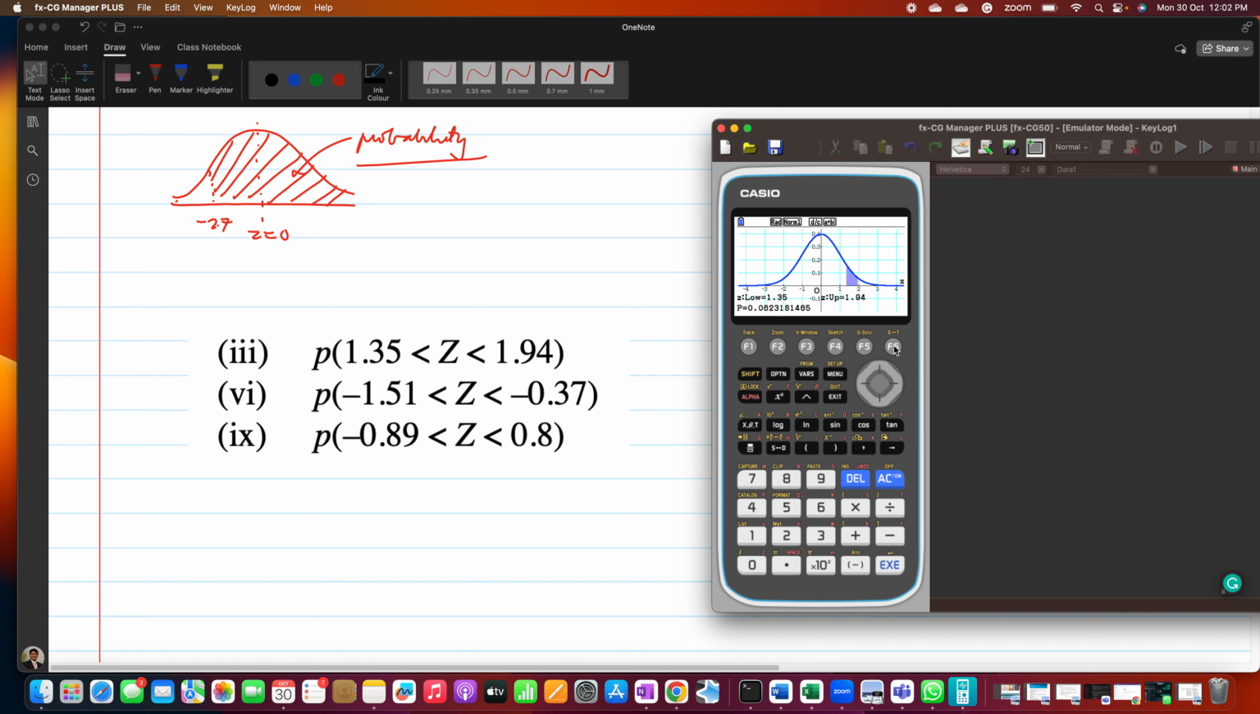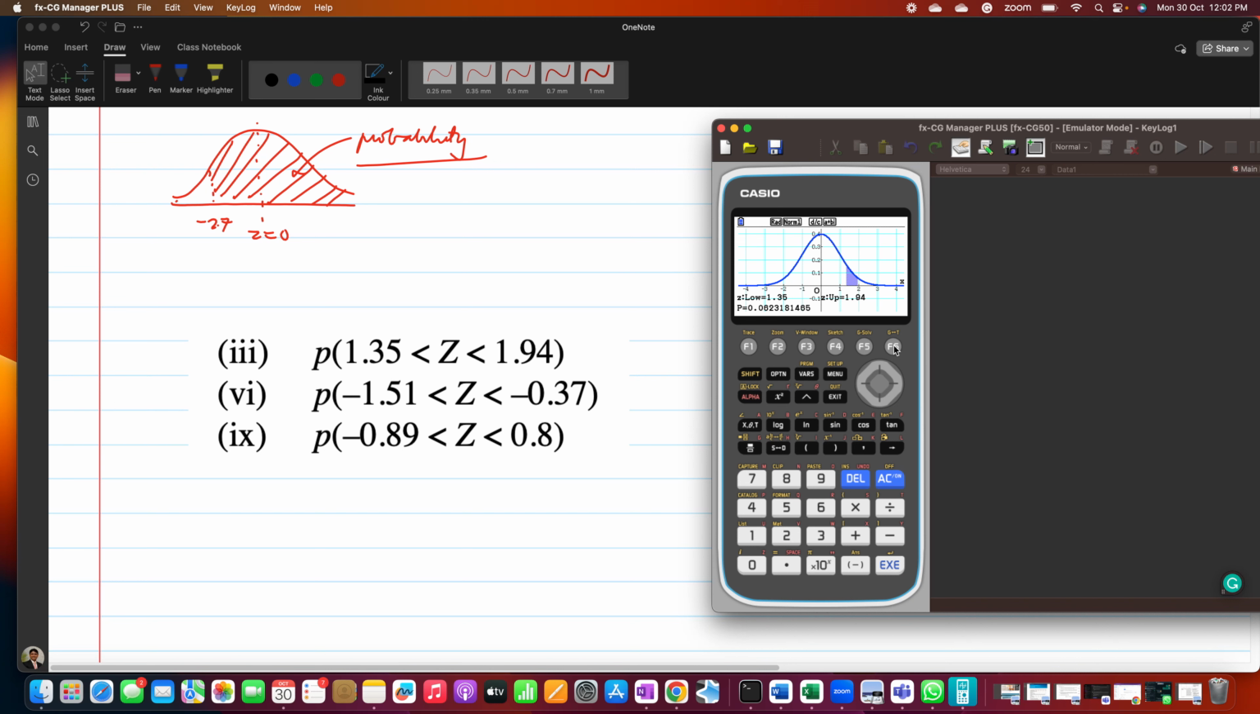So at z equal to 0, that's your mean. And z equal to 3 is 3 standard deviations away, 3 standard deviations above the mean. This is 3 standard deviations above the mean, and this is 3 standard deviations below the mean. So basically within 6 standard deviations the whole data lies, 99.99% of the data.